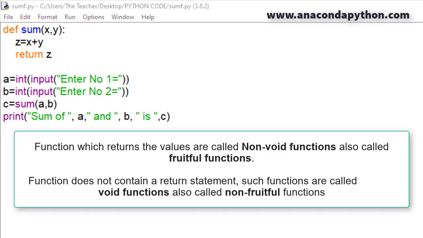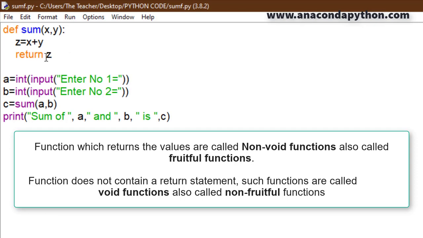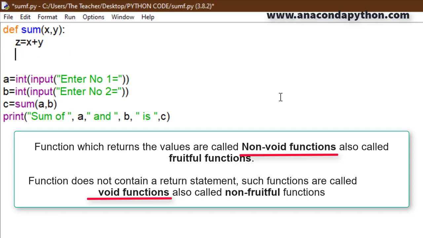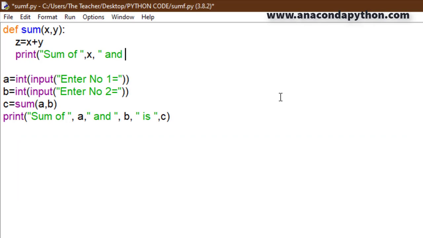A function which returns a value is called a non-void function, and a function that returns nothing is called void type. So I remove the return statement and print sum of x and y is z. So this is a void function, meaning this function returns nothing. But see the calling, it will give you a surprise. If I give this calling in C or C++, it will give an error, but in Python it doesn't. Now see the output.